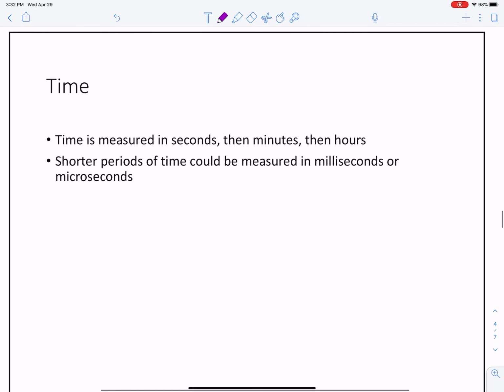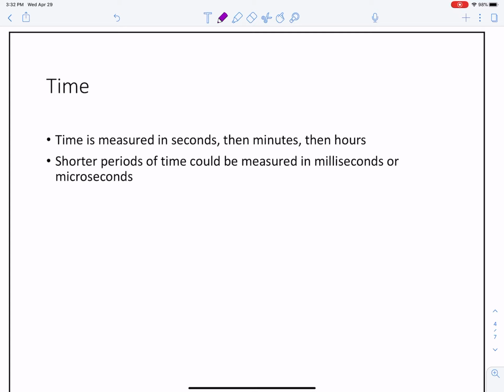You can also measure time. Time is something that Einstein would argue doesn't exist. It's a figment of our imagination, but yet time is. So time we can measure in seconds, minutes, hours, days, years, centuries, eons, millennia, all these kinds of things. Or we could measure things in terms of milliseconds or microseconds.